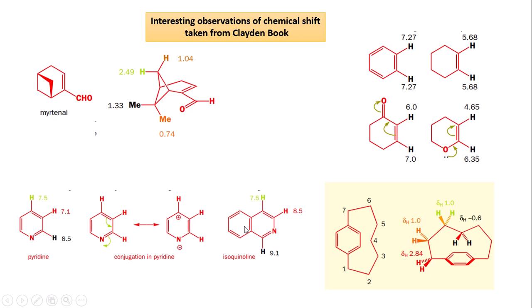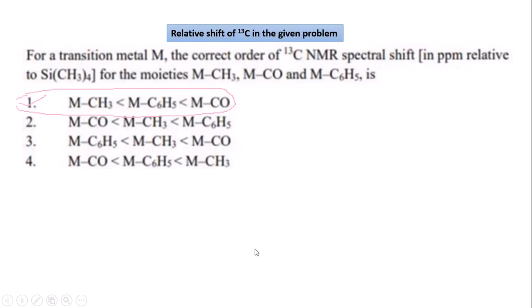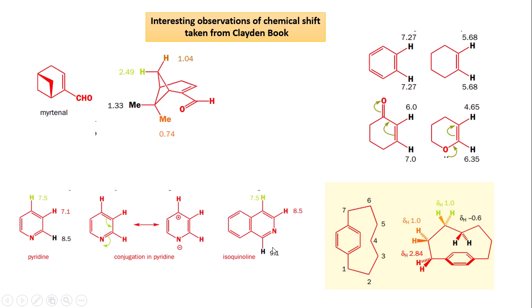In the case of isoquinolines, similar results were observed. The black hydrogen atom resonates at 9.1 ppm, whereas the hydrogen ortho to the nitrogen atom resonates at 8.5 ppm. Here the aromatic ring's ortho hydrogen atoms show a better diamagnetic anisotropic effect, so the protons fall in the deshielding zone, and hence resonate at a higher value.